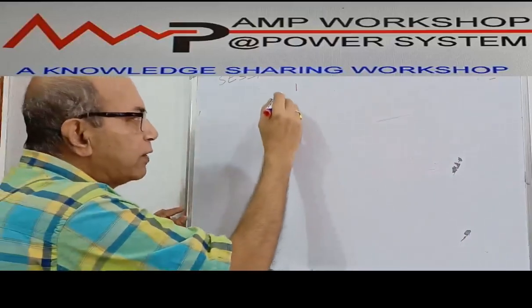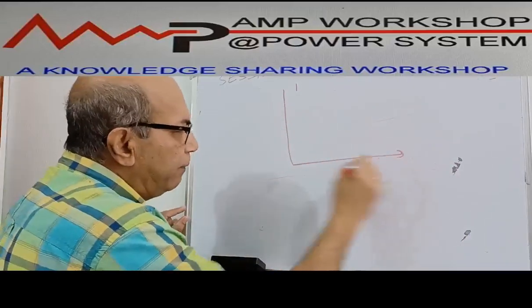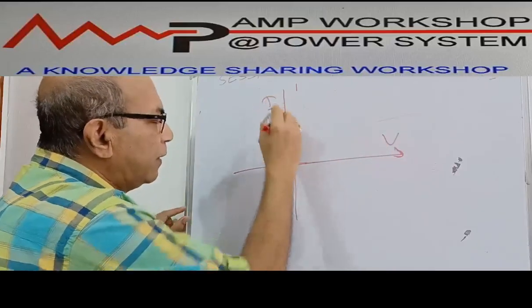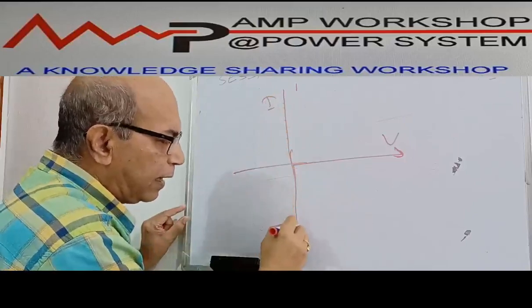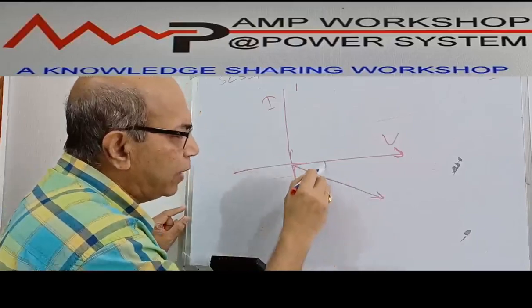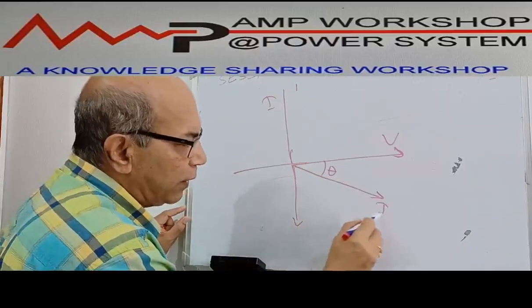Now again we'll draw the same diagram. This is a voltage and this is a current. Now, in case of an inductive circuit, we are considering an inductive circuit, the current is lagging by some angle theta. This is the total current.